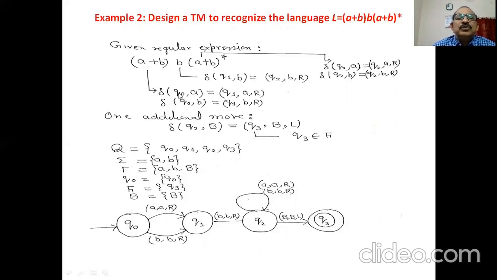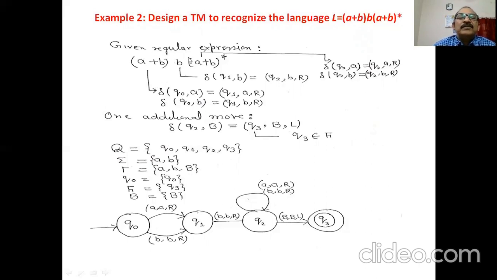So machine in state Q0. If it reads A, it goes to the state Q1, replaces this A by A, and moves in the right direction. Is it clear? If it reads B, it goes to the state Q1, replaces this B by B, and moves in the right direction. Is it clear? So we have designed a transition function for the first symbol of the regular expression.